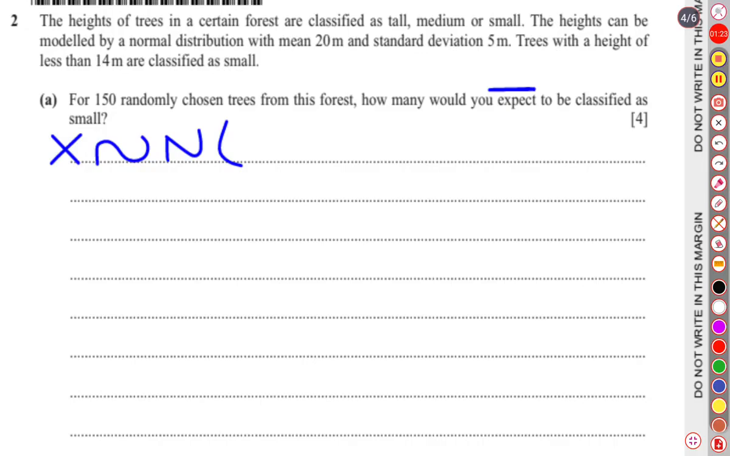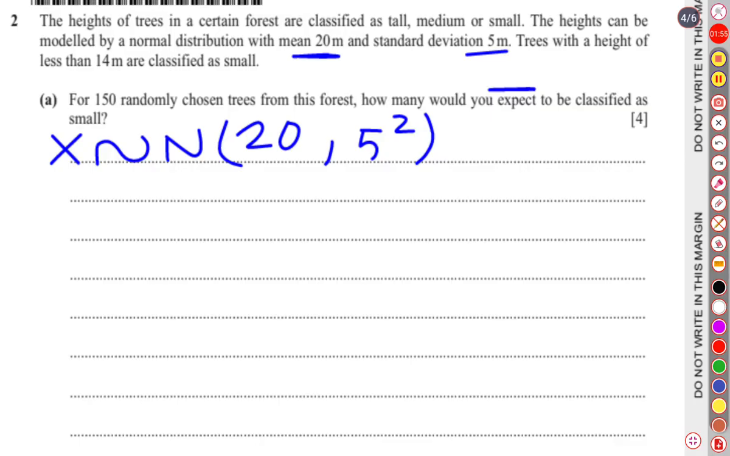Then for a normal distribution, the parameters are what? Mu and variance. Mu is the mean. Mean is 20 and variance is the square of the standard deviation, that is 5 squared. So these are the two parameters for a normal distribution: one is the mean value and the other is the variance.